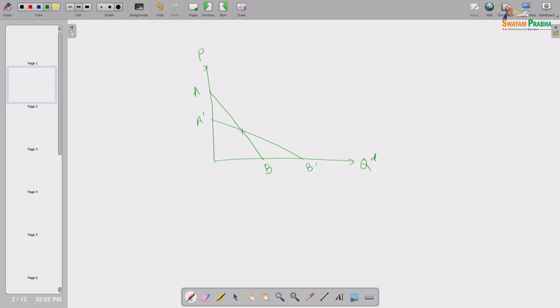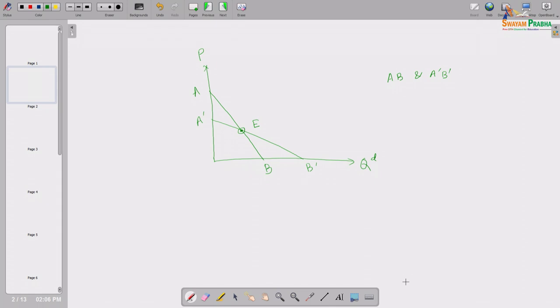It will be easy if we take a common point on both demand curves, say this point E. As you can see, point E lies on both demand curves, one is AB and another is A prime B prime. Now, the question is what is the absolute value of own price elasticity of demand at point E if we consider E to be on the AB demand curve, vis-a-vis on the A prime B prime demand curve?